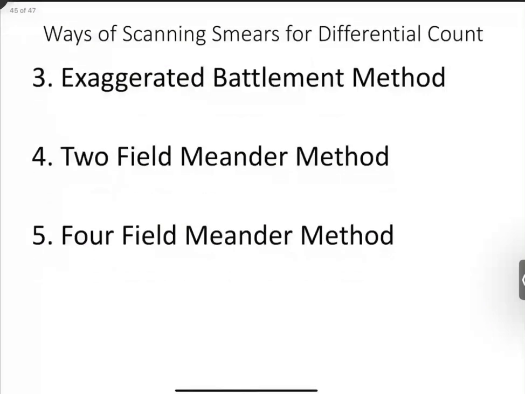Okay. Exaggerated battlement method. You have the snake pattern, either from the thick or from the thin end in a snake pattern. Then the two-field meander method and the four-field meander method. What is that? It will pick two fields or four fields, then compute for the cell count.